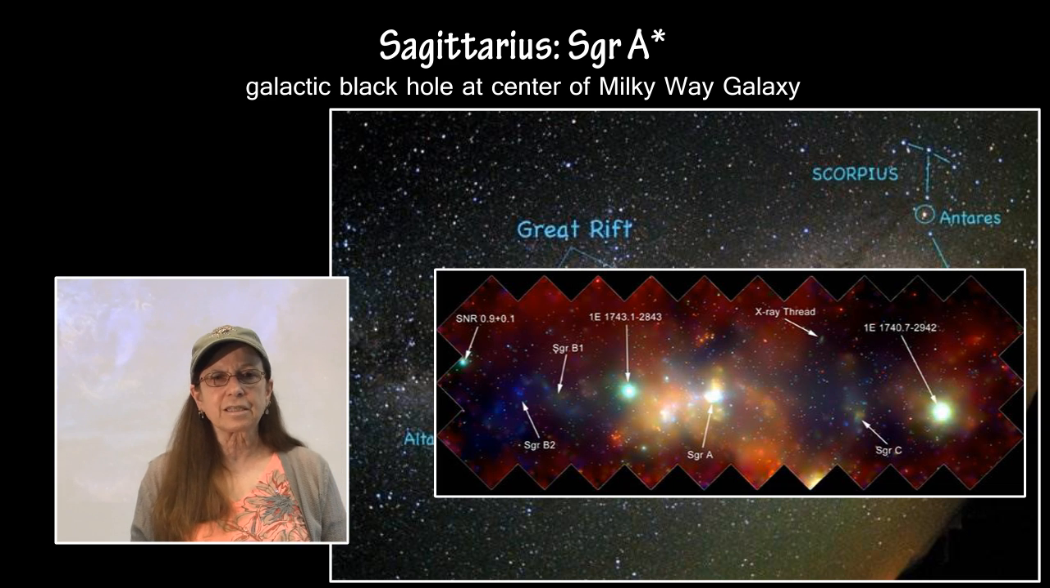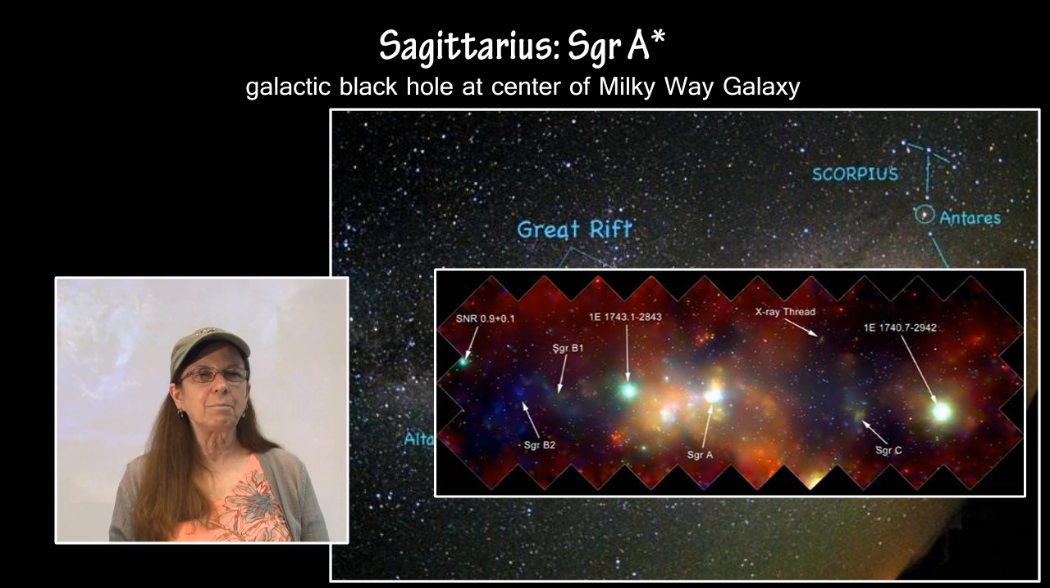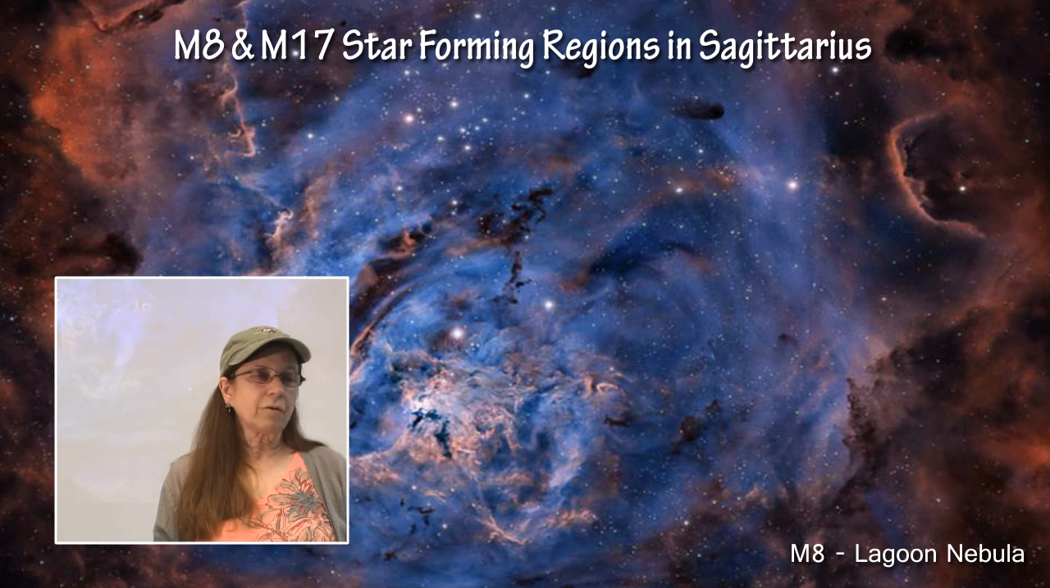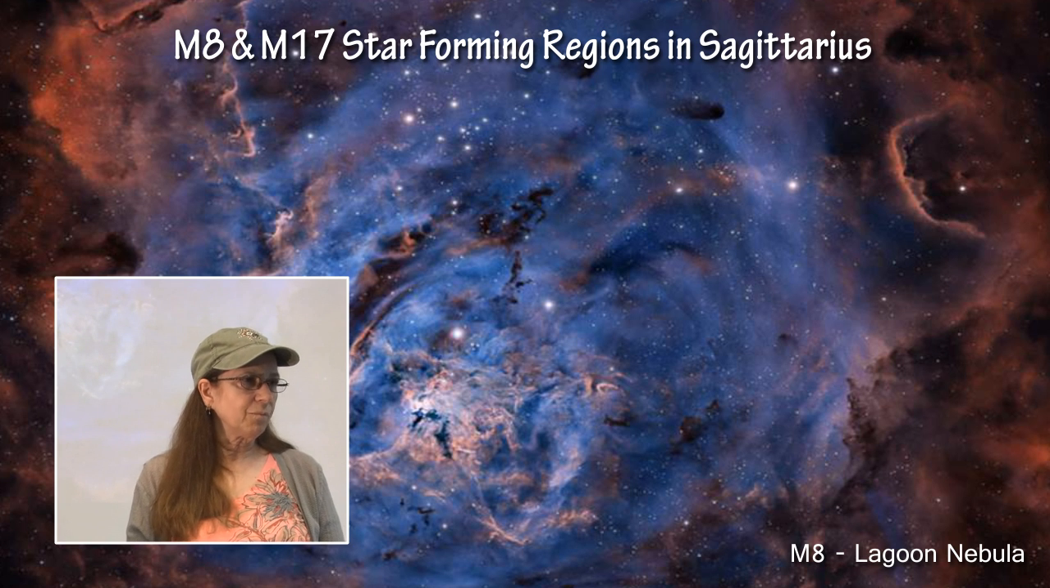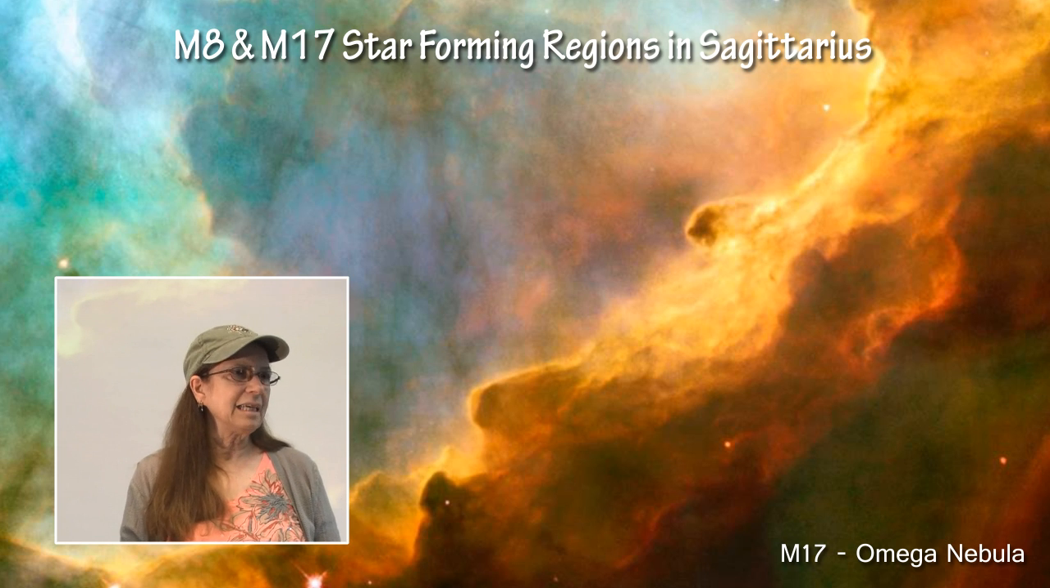Also in Sagittarius, as I say, it's a very, very busy part of the sky. It contains two star formation regions that are studied a lot, that are quite major. One is M8, the Lagoon Nebula, and the other one is the Omega Nebula, M17, which is also called the Swan Nebula.